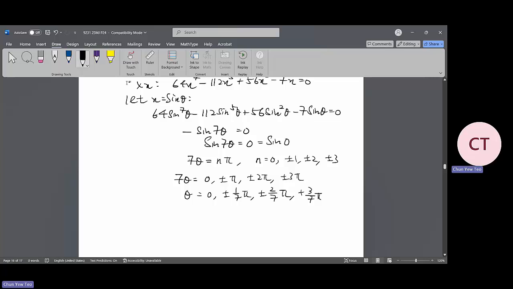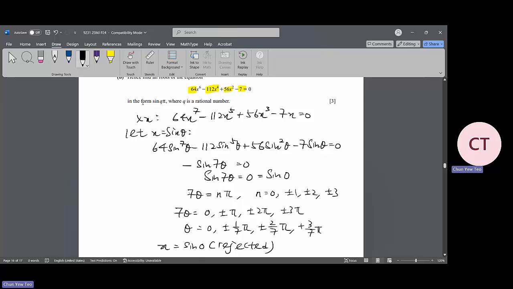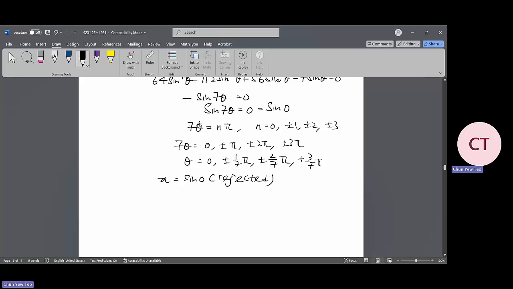Okay. Now the tricky part is over here. Your x equal to the sine 0 had to be rejected. Because just now we multiply everyone by x. Okay, that means originally it's supposed to be this multiplied by x. So that means you get x equal to 0 and another one is 64 x power 6 minus the 112 x power 4 and so on equal to 0. So this x equal to 0 is not belong to here. Okay, so the x equal to 0 is supposed to be rejected.